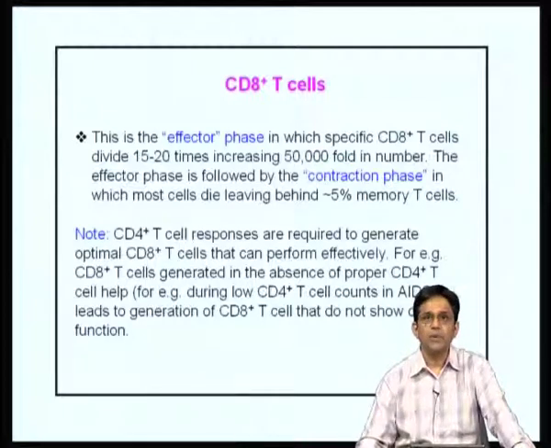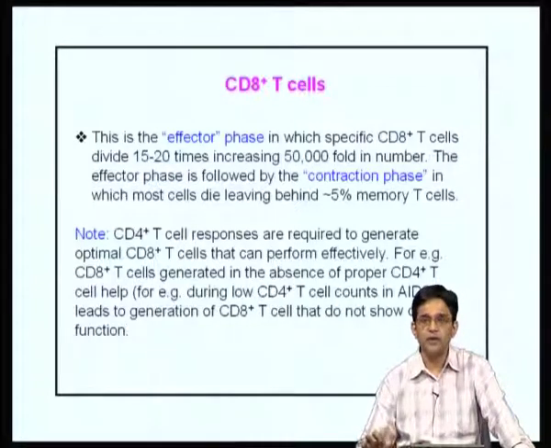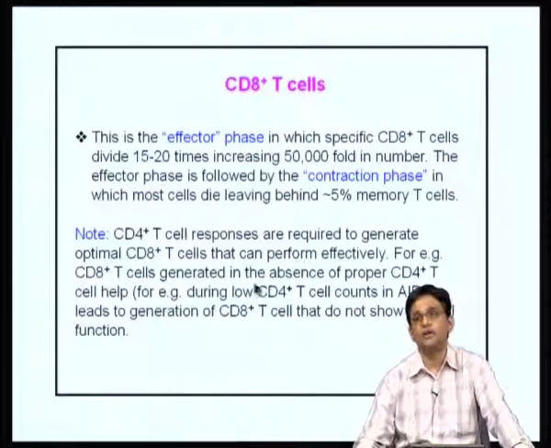Okay. So now the other important point that needs to be emphasized is that the CD4s are required to generate an effective CD8 response. So if you see an AIDS patient, the CD4 numbers are lowered, but the CD8s are there. However, the CD8 function in these AIDS patients is compromised. It is compromised because in the absence of appropriate CD4 help, they do not show proper function.